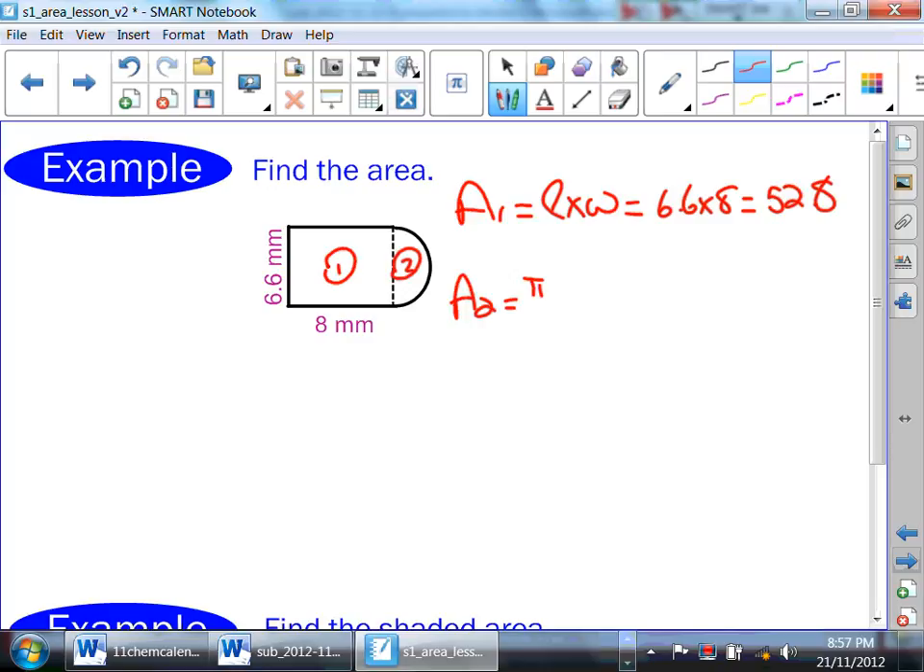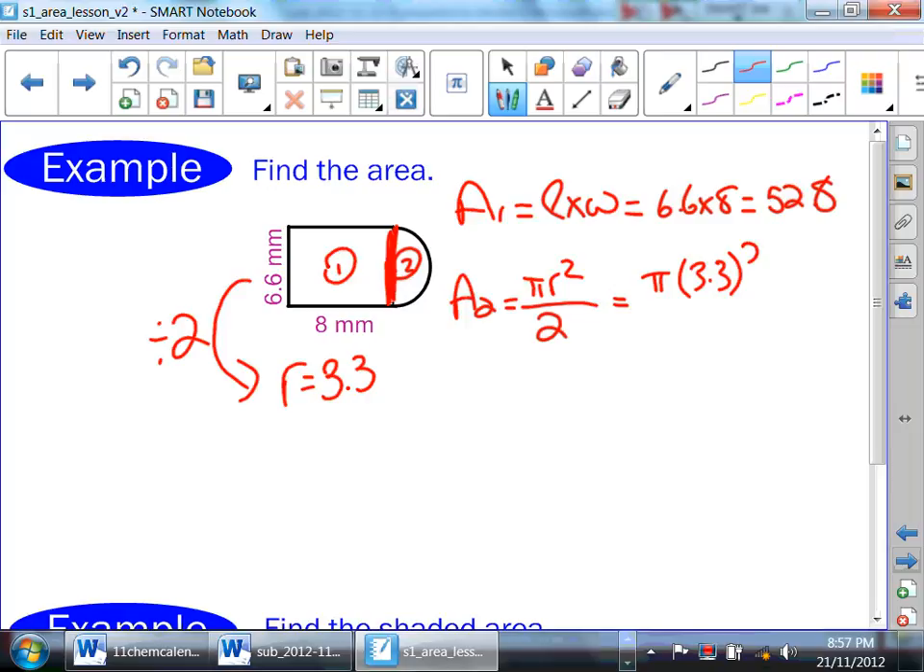Well, the formula for the area of a whole circle is pi r squared. But because it's a half circle, we can divide it by 2. So pi. Now, what's the radius? Well, this whole thing is 6.6. So that means that the radius is half of that. It's going to be 3.3. So we have to divide that by 2 to get the radius. So it's going to be 3.3 squared divided by 2.